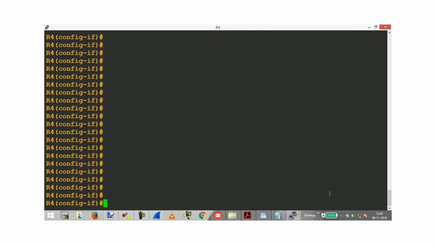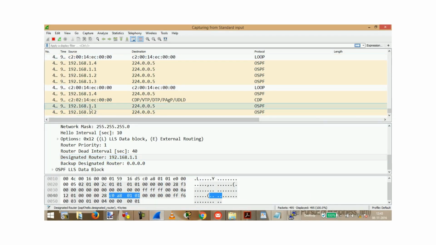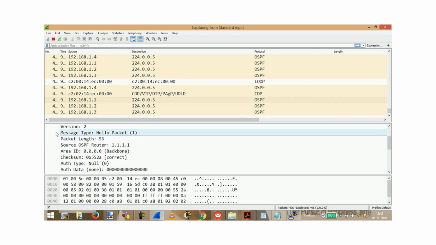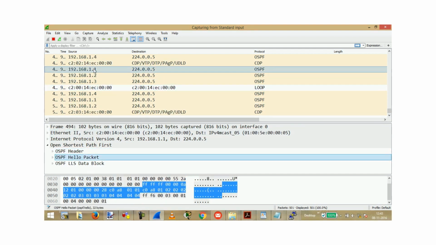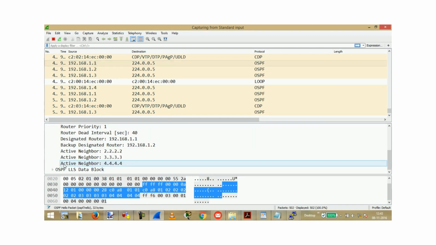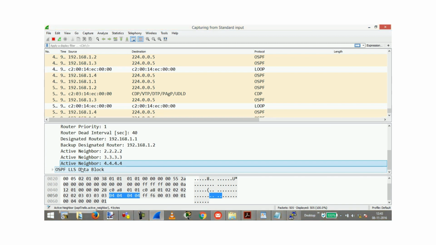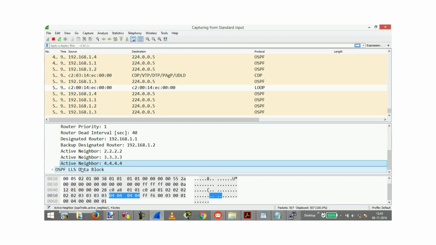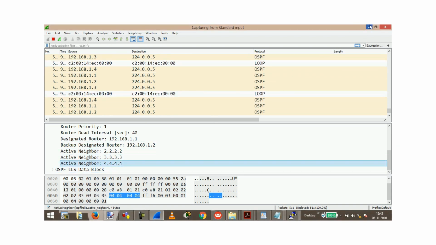Now when this is done, let us go to Wireshark and see a capture here. 192.168.1.1 is multicasting a hello message. You can see here it is multicasting a hello message. This is R1, 192.168.1.1. And then you can see that R1 is telling inside its hello message that my neighbors are those routers with router IDs 2.2.2.2, 3.3.3.3 and 4.4.4.4. This is how they achieve two-way, bidirectional visibility, in the active neighbor field.